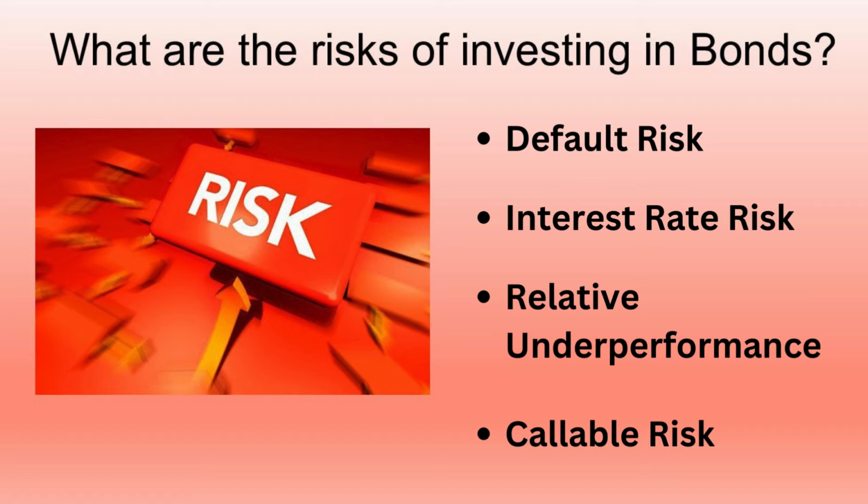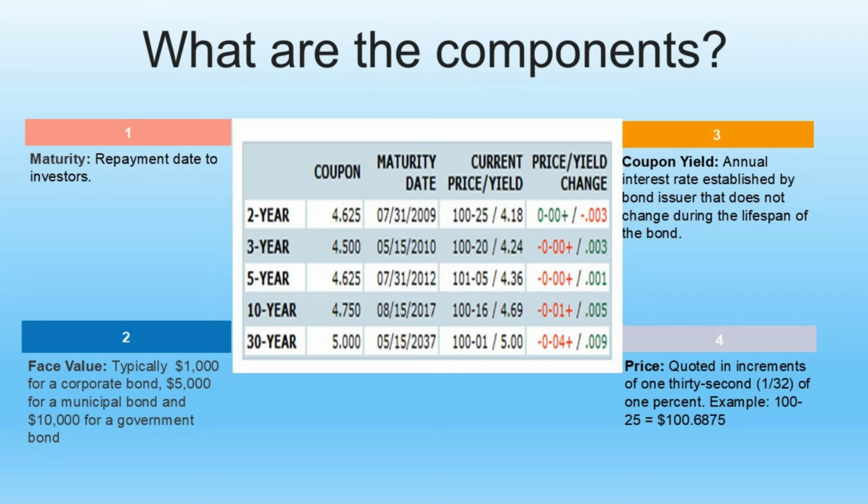Now, let's discuss the four components of a bond. Number 1. Maturity. This is the date that the bond matures and the principal is returned to you. Number 2. Face value. The face value of each bond, also referred to as the par value or redemption value, is the amount the issuer promises to pay once the bond reaches maturity. In the US, the face value is typically $1,000 for a corporate bond, $5,000 for a municipal bond, and $10,000 for a government bond.